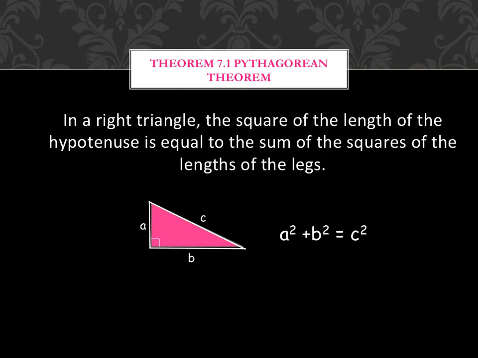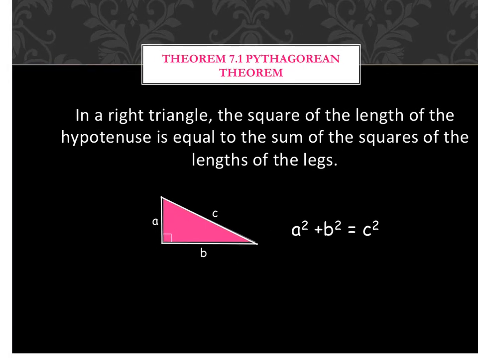Now, you can switch up the A and the B. However, the C always has to be the hypotenuse. It's always going to be across from the right angle. So that's the only thing that you can't change. The C is always your hypotenuse. These are going to be the legs, the A and the B. And it doesn't matter which one you label as A and which one you label as B. Next.